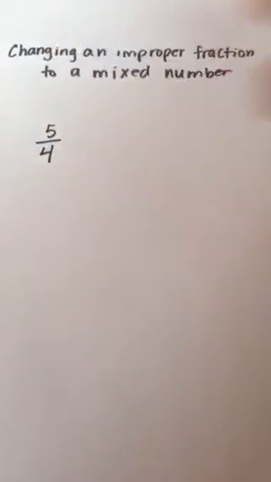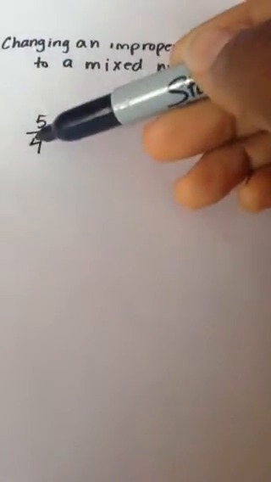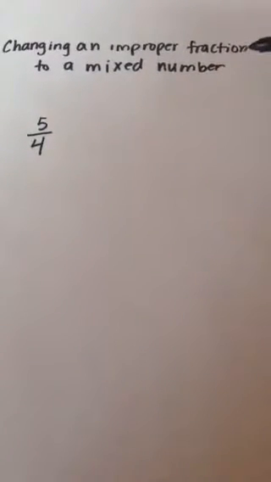In this lesson, you will learn how to change an improper fraction to a mixed number. Let's get started. So an improper fraction is a fraction that has the higher number at the top. So let's say we have 5/4. See how this top number is higher than the bottom number? That's what makes it improper.